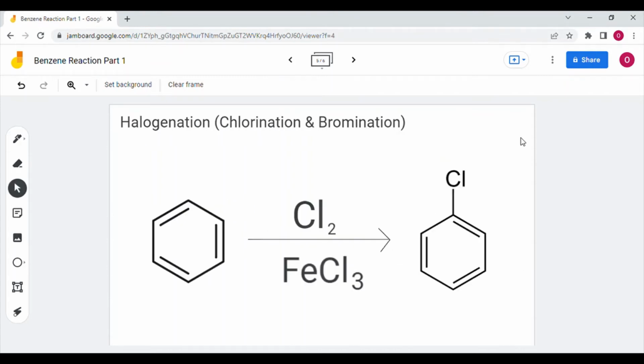For the first reaction, we're going to be learning about halogenation. If we have benzene and react it with Cl2 and FeCl3, or if you want to do a bromination reaction, you can react it with Br2 and FeBr3, then you're going to get this molecule with either chlorine or bromine on it, depending on which halogen you use.